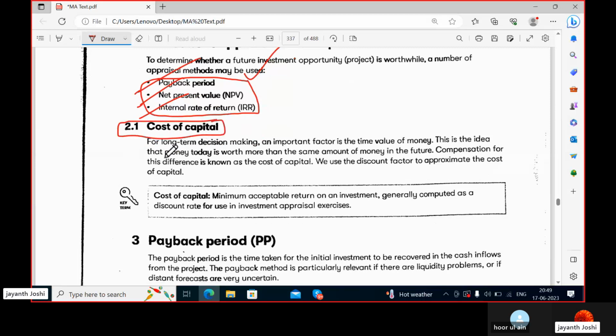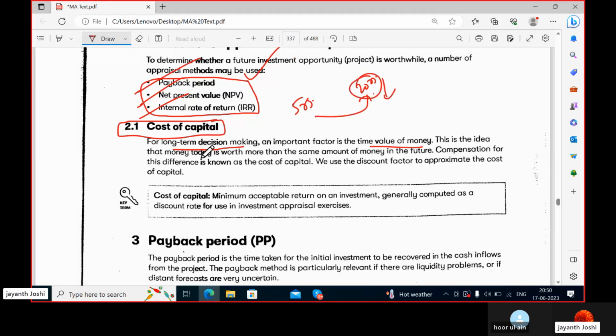This is nothing but, for any long-term decision making, an important factor is the time value of money. We know that with the passage of time, the value of money changes. The purchasing power of money would go up or come down. I can give an example. 15 years back, one small Pepsi bottle was available for 5 rupees. Today it is available for 20 rupees. Hence, the time value of money, or the purchasing power of the currency, has gone down.